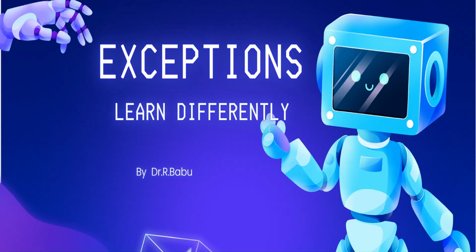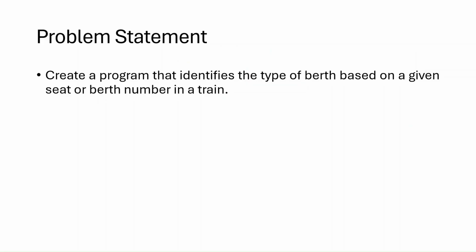I'm Dr. R. Babu. In this video, we are going to understand a problem statement for a railway ticket booking, and then we will try to display the berth number based on the seat number. Let us move to the problem statement. We have to identify the type of berth based on the given seat number in a train. That is, based on the seat number, we are going to tell whether it is an upper berth, middle berth, lower berth, side upper or side lower.